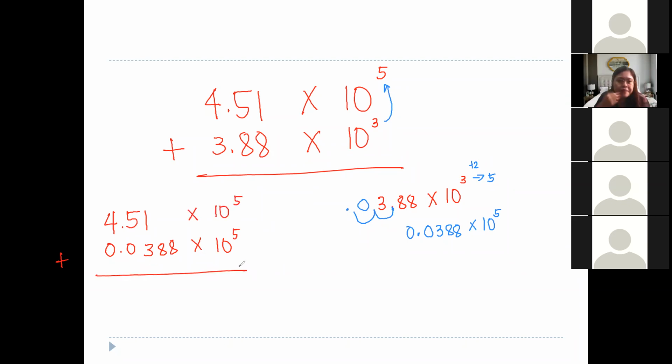So in addition, once we have lined them up, we just copy the exponent, times 10 raised to the power of 5. And we only add that part. So this is 8. There is nothing here, it is 0. This is also 8. 1 plus 3 is 4. 5 plus 0 is 5. The decimal goes in the middle. And 4 plus 0 is 4. So this is now the final answer: 4.5488 times 10 raised to the power of 5.